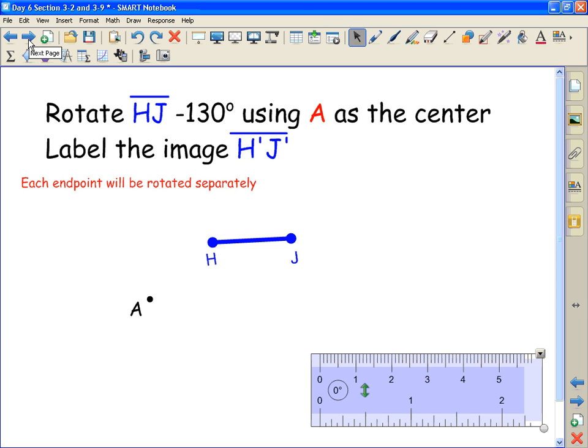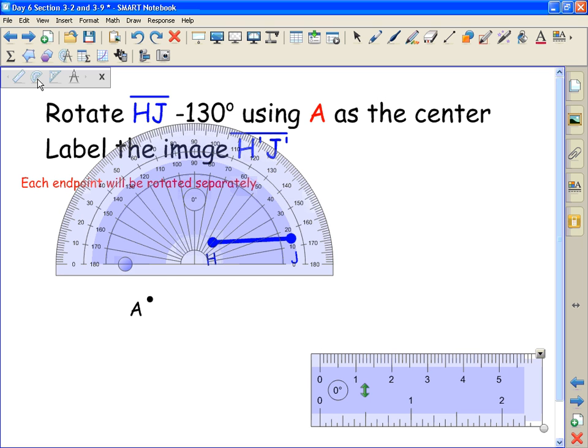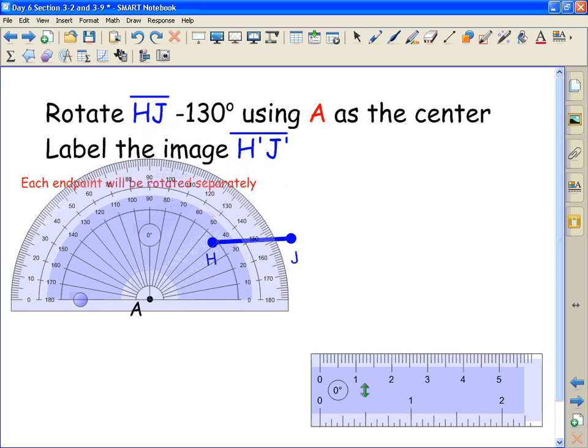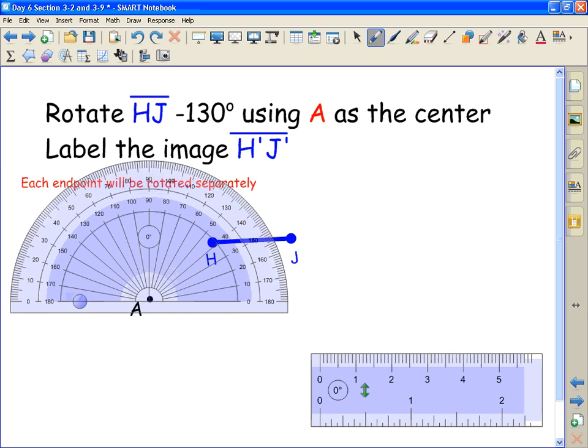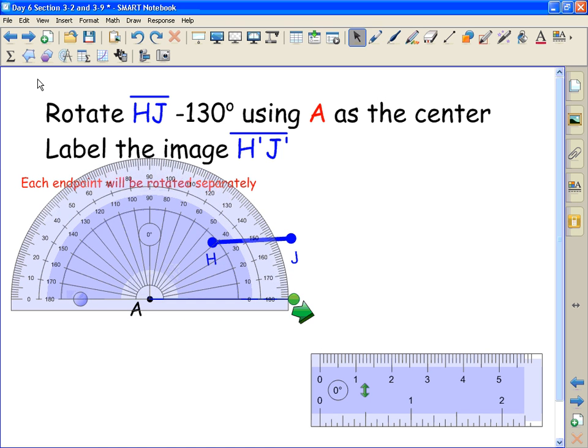I'm now going to take line HJ, and I'm going to rotate it a negative 130 degrees. Negative 130 degrees tells me I'm going to rotate it clockwise, 130 degrees. First thing I want to do is take my protractor. Place the center of the hole right on top of A. Right where the hole is there, you see it, the center.